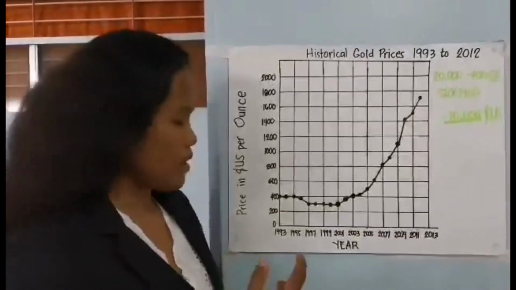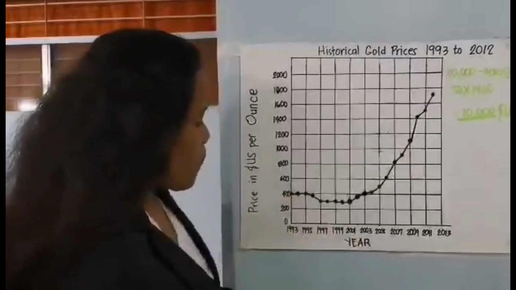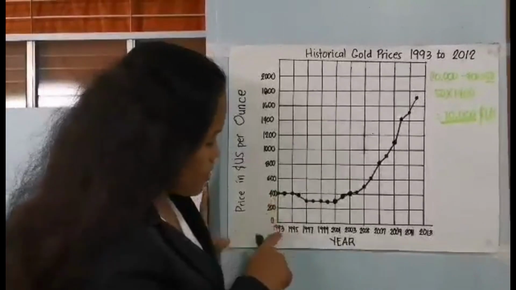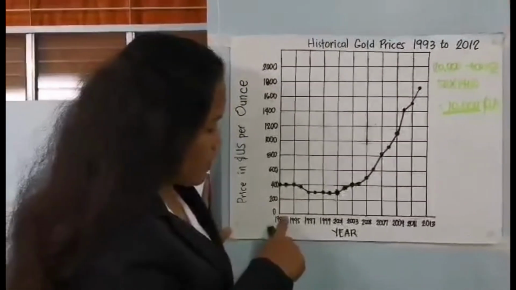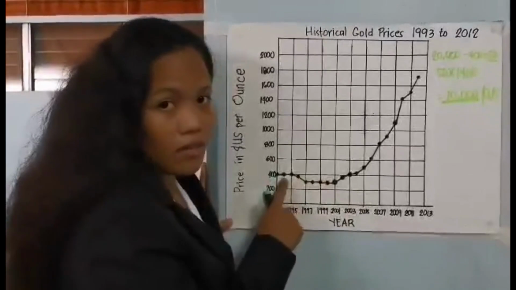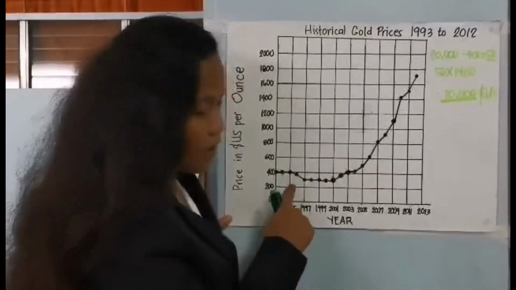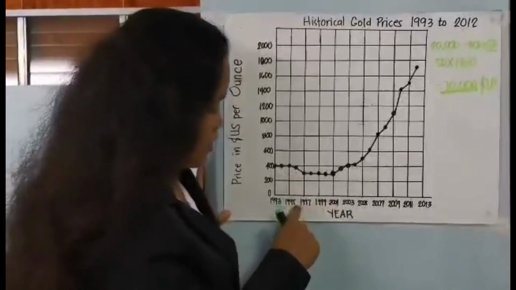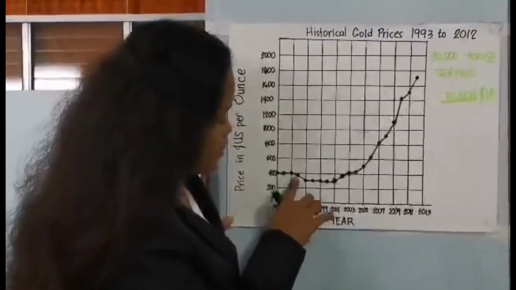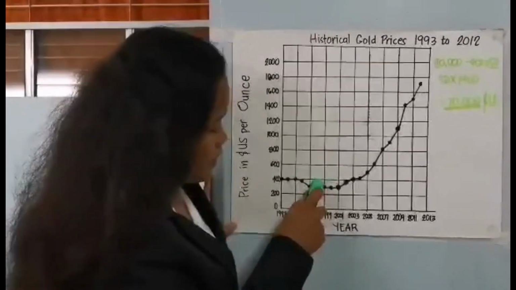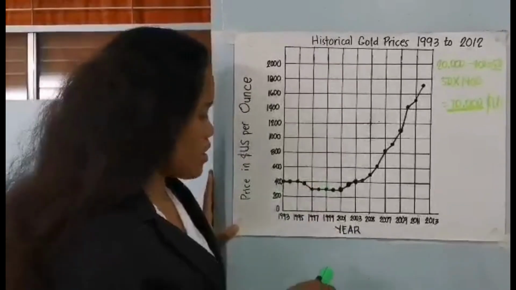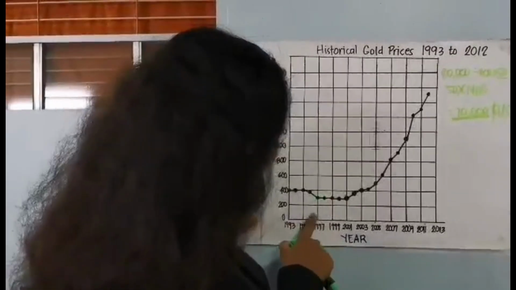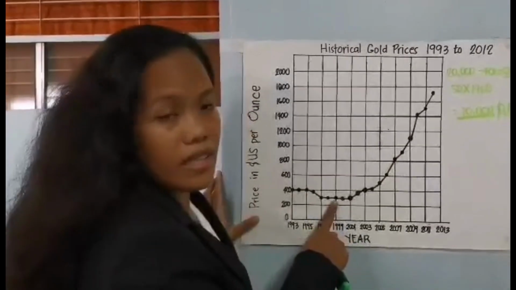So we got these dots. In the year 1993 there were 400 ounces, and in the year 1983 we have the same 400 ounces, and in the year 1985 we have 400 ounces, and in the year 1996 we have 390, and in the year 1997 it began to decrease. Then we have 300 ounces, and it stays the same until the year 1999.